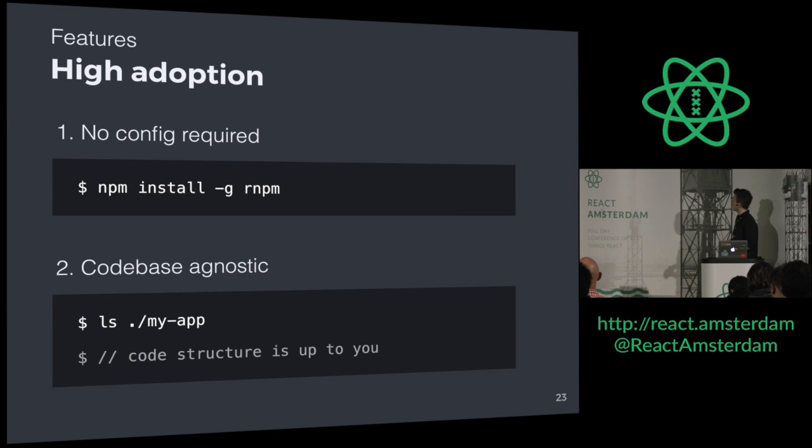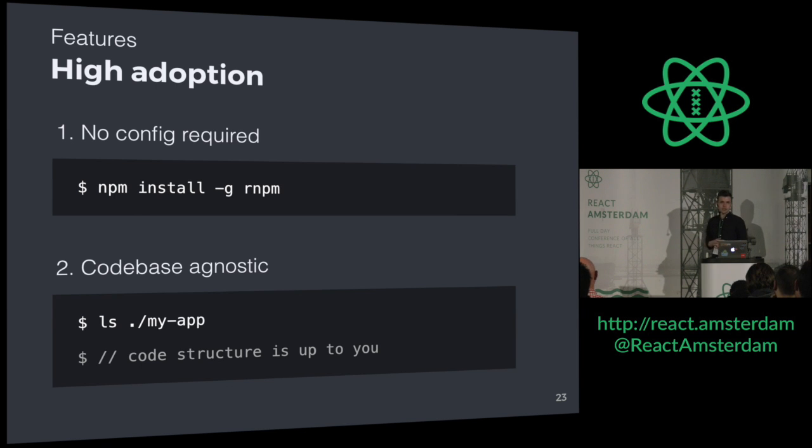Basically, the first point is no config is required, which means you can just npm install RNPM and you can start using it. You don't have to think about anything. We are trying to somehow understand your code base as much as possible so that you can always use it in every project. And the second point is code base agnostic.